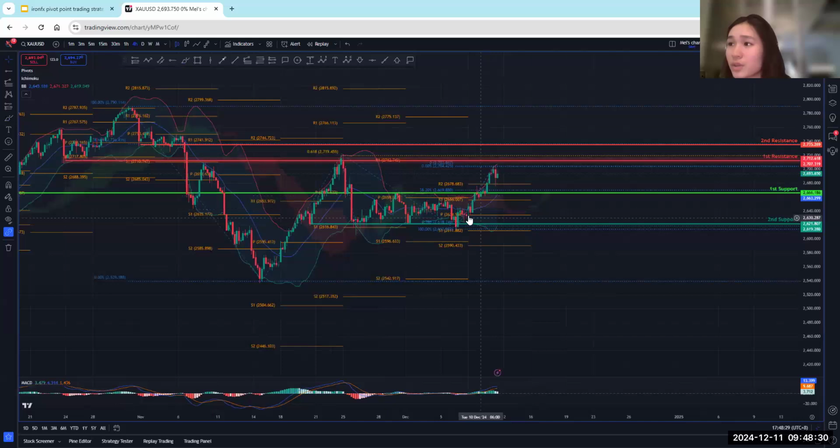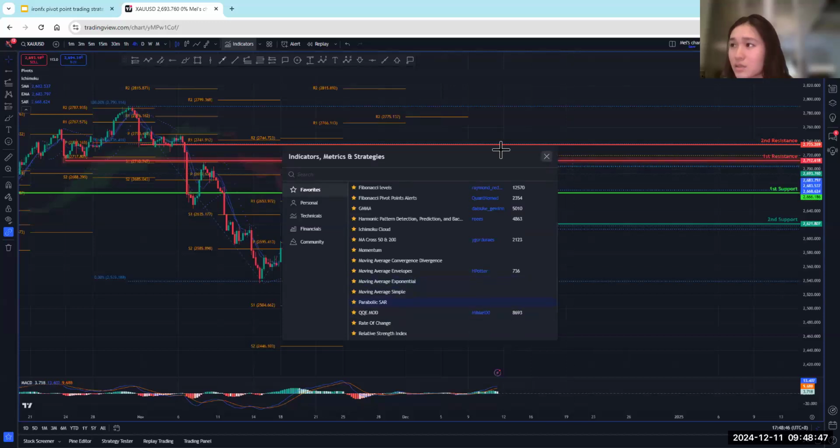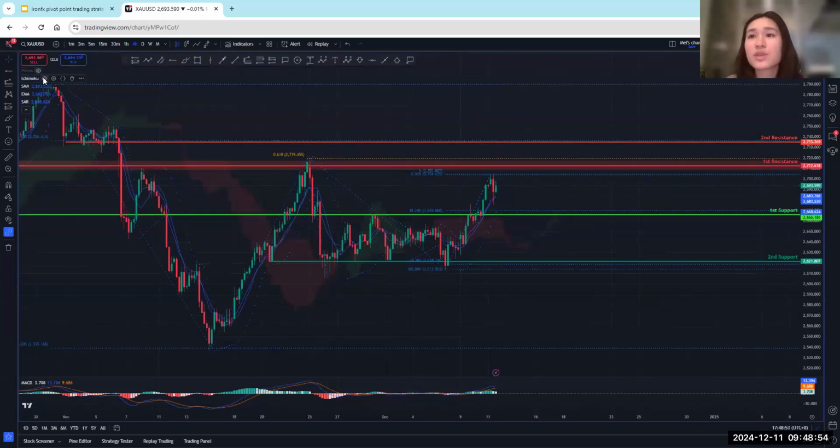If we look at our pivot points here for today, prices are moving above it, so it is giving us a bullish sentiment, which is what our Ichimoku and MACD are also showing us. Let's maybe look at our moving averages, parabolic SAR. Okay, they're all giving us bullish signals as well.